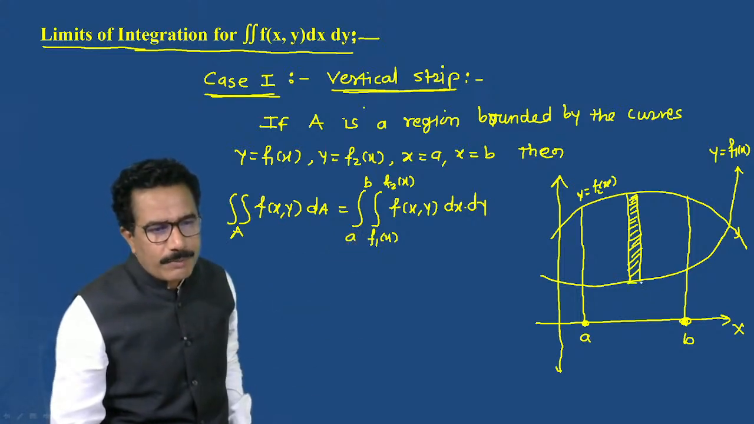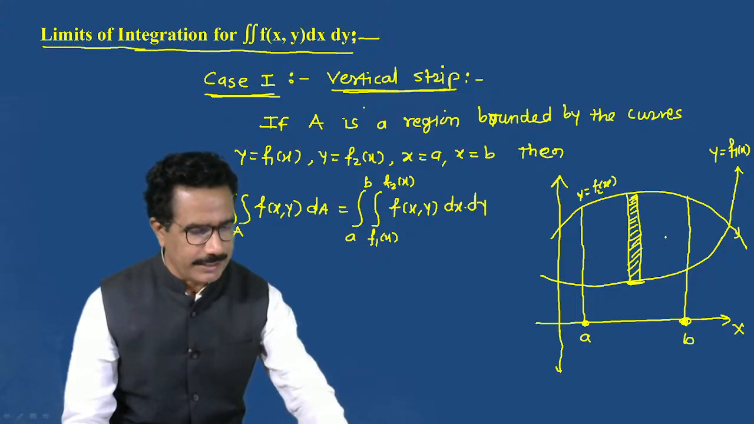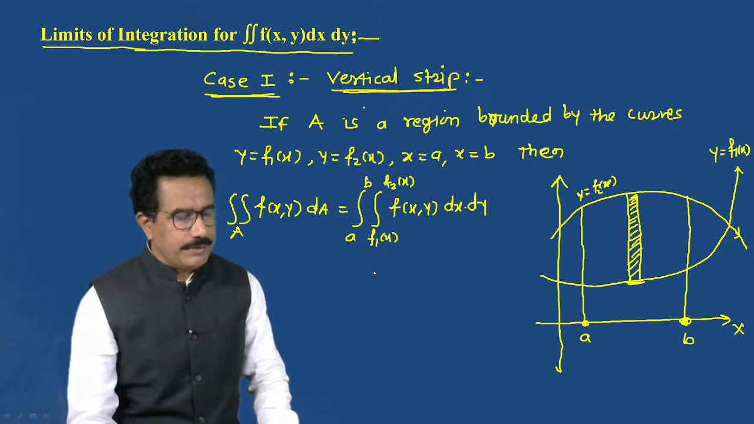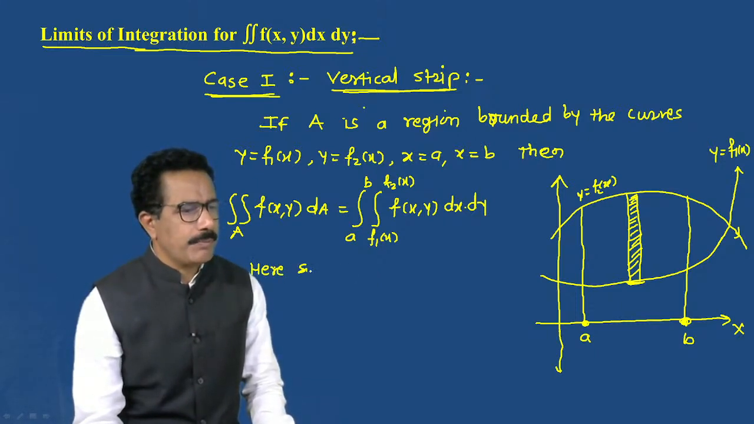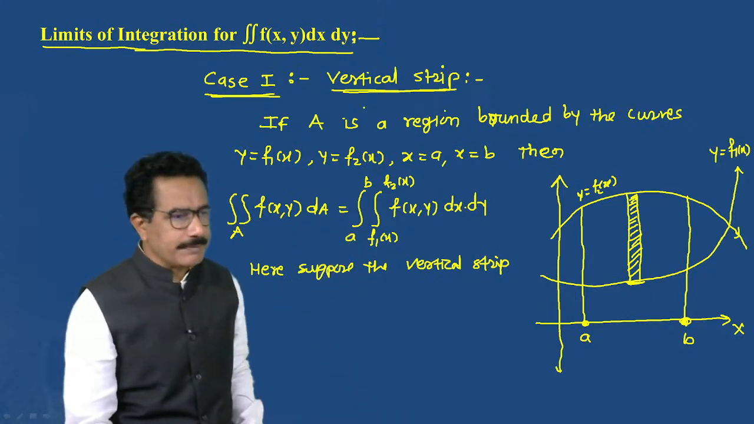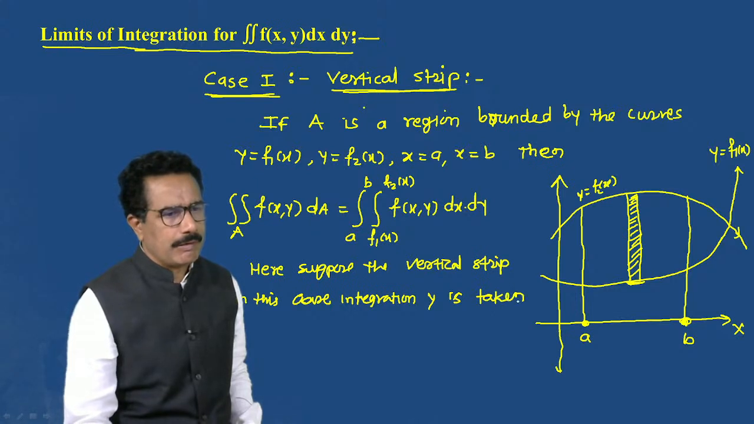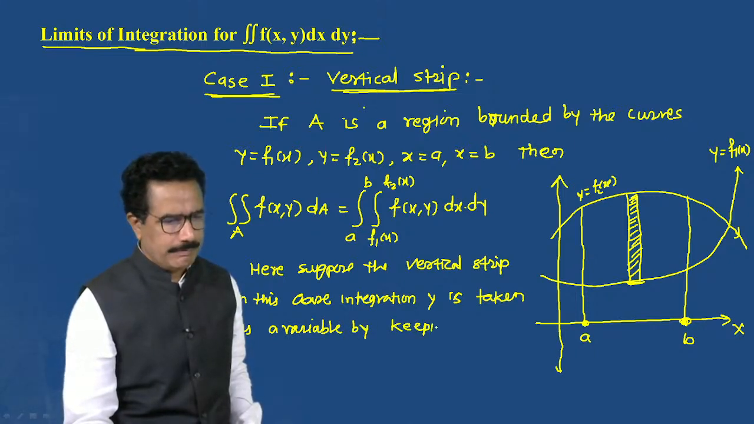Then in this case, if we consider the vertical strips here, suppose the vertical strip, in this case we have to take integration with y as a variable, by keeping x as a constant.